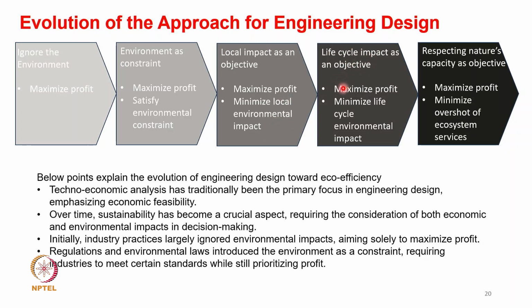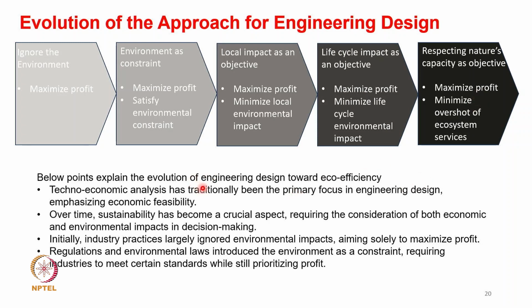Then the next is life cycle impact. You can include it as an objective. Then you will have to maximize the profit and minimize the life cycle environmental impact. And the next is respecting natural resources. That is the final goal, wherein while we maximize the profit, we minimize the overshoot of ecosystem services.